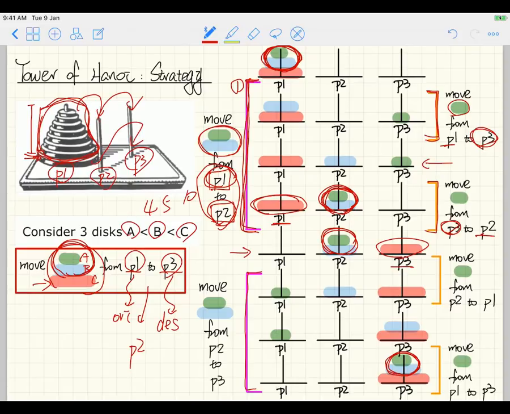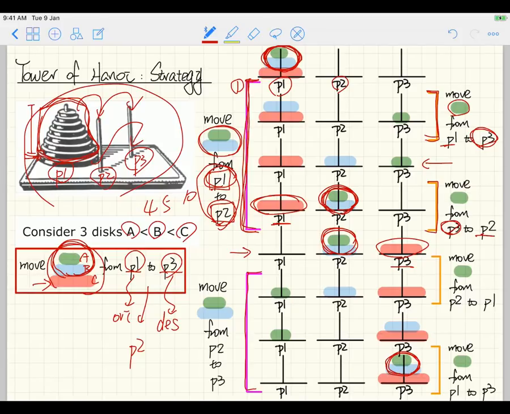Yes? What if you don't start with all the disks on the first peg on the first call? What if they're all like this one? Well, you're basically asking what if we start with maybe 2 disks in P1 and 1 disk in P2. No, that's against our assumption. We assume that we always start with one particular peg with a stack and then move eventually to another peg. Like the picture over here, that's just the rule of the game.